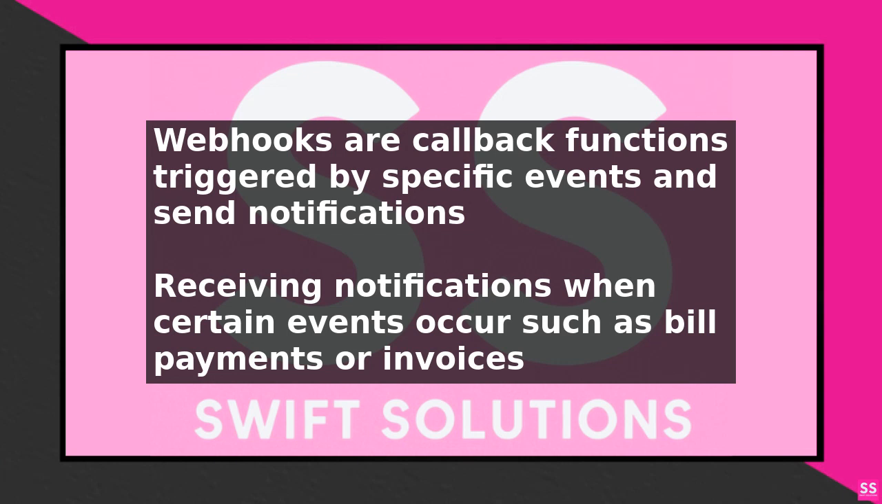To get started with the Bill.com API webhook, you will need to set up a developer account and create an API key. Once you have your API key, you can use it to authenticate your webhook requests. You will also need to specify the events you want to receive notifications for, such as bill payments or invoice approvals.